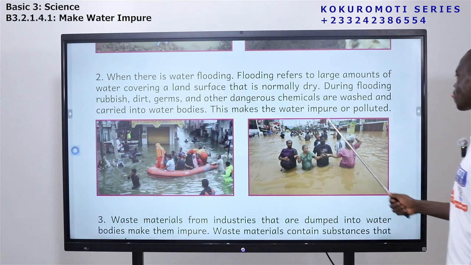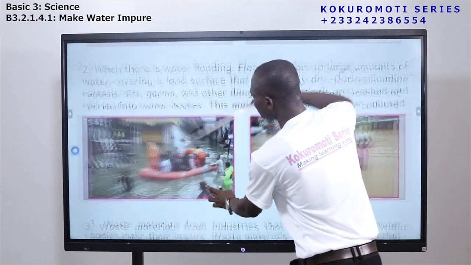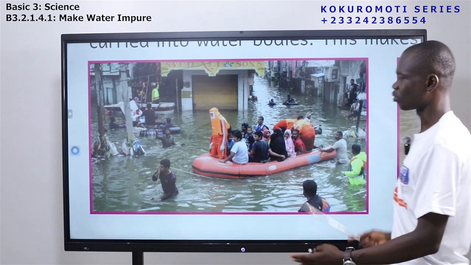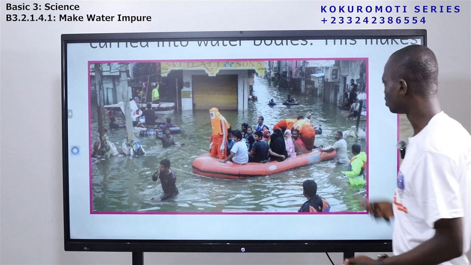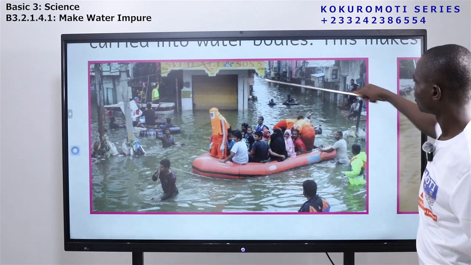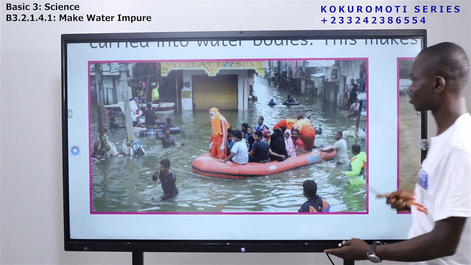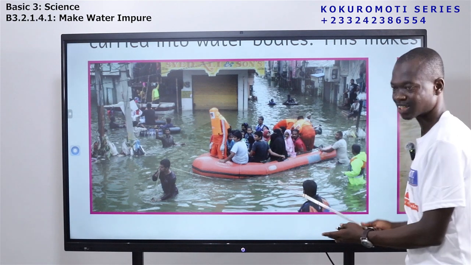This makes the water impure or polluted. So this is an example of flooding. Flooding can cause what? Water pollution. Can cause water to become what? Impure. Look at this side, water. It has covered all these, but these places used to be dry, but because of flooding, this place has been covered with water.